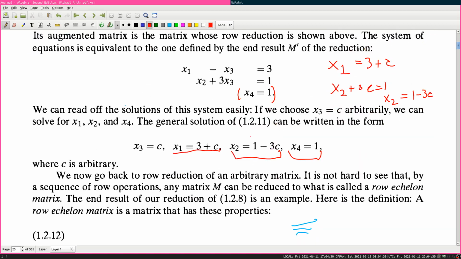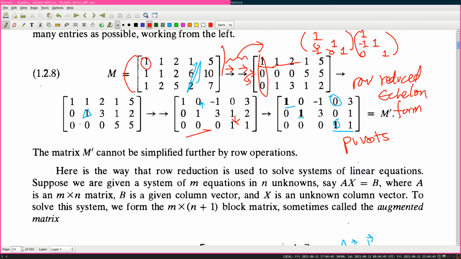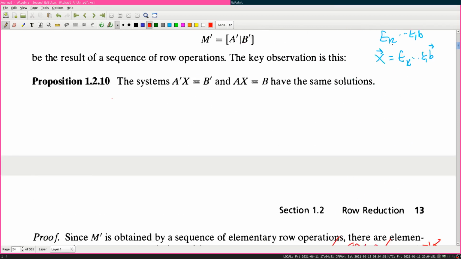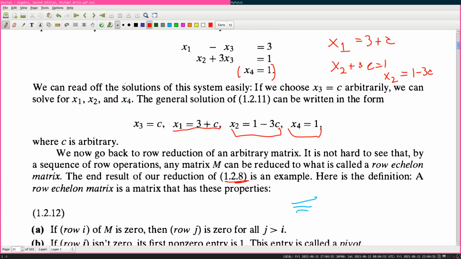It is not hard to see that by a sequence of row operations, any matrix M can be reduced to what is called a row echelon matrix. Reduced to row echelon form, that's what I was talking about earlier. The end result of our reduction of 1.2.8, the matrix of this system of linear equations, is an example. So, a row echelon matrix.